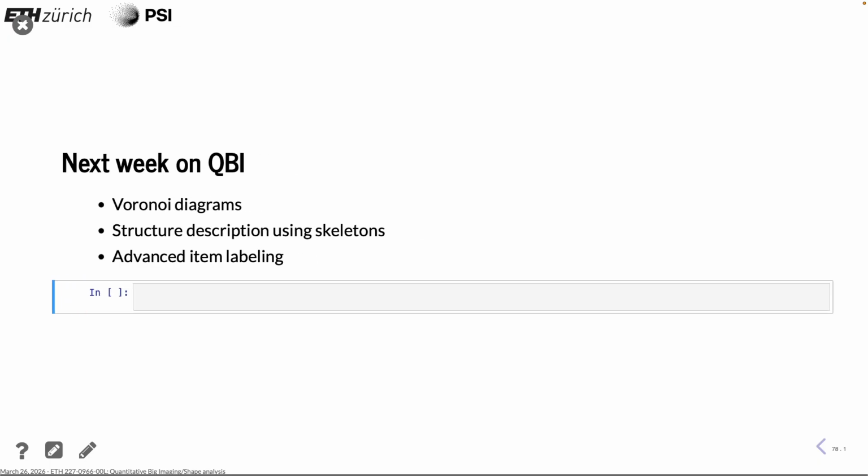And next week, I'm going to talk about Voronoi diagrams, which is actually an extension of using the distance map to identify how clustered objects are. And the other one is skeletons, minimizing the objects to the minimal structure, and also an alternative way of doing the component labeling. And well, that was the end of today.